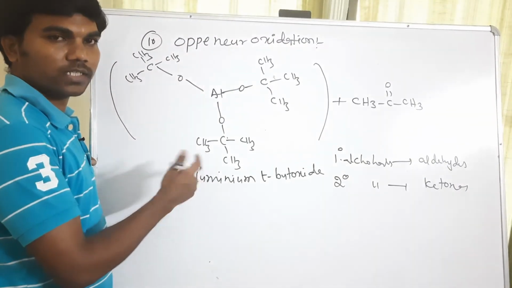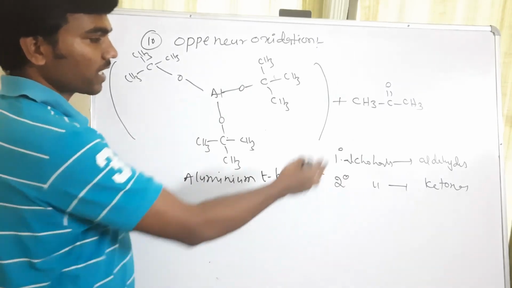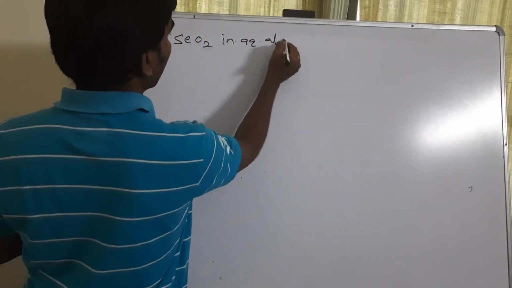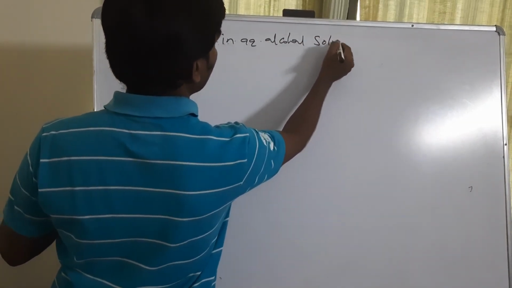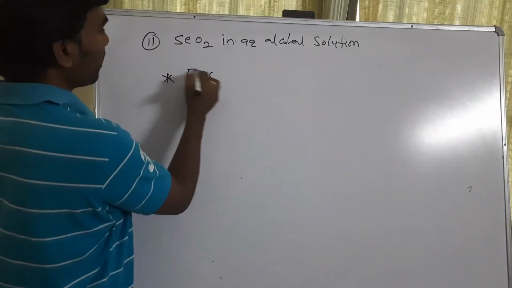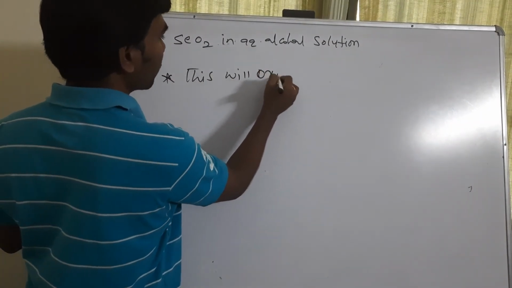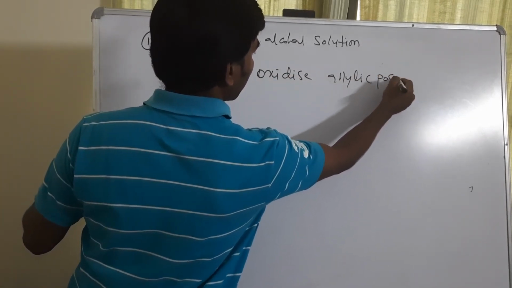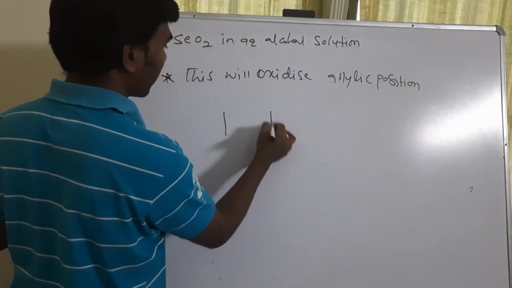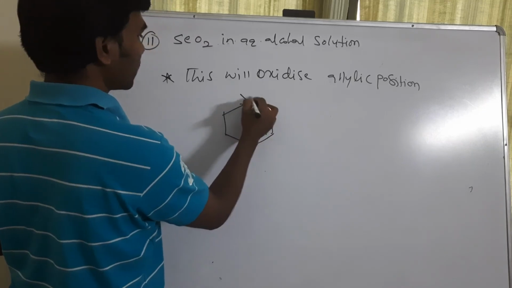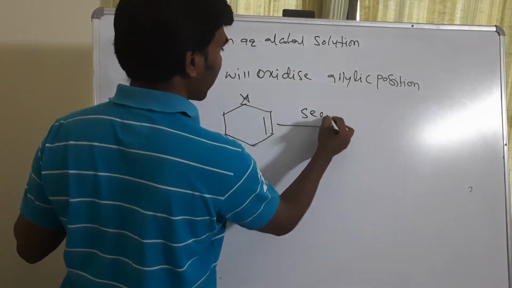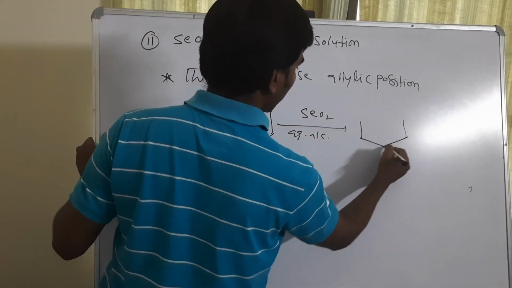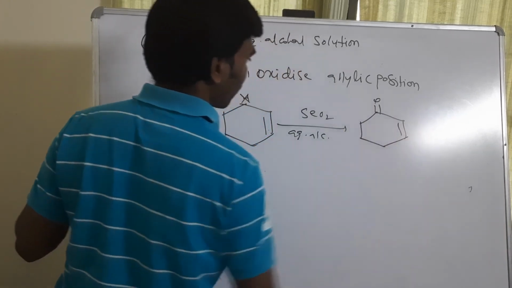This also does not oxidize double bond and triple bond. Selenium dioxide in aqueous alcohol solution will be very helpful. This will oxidize the allylic position only. If I am taking a compound like this, this is the allylic position. If I am taking selenium dioxide in presence of aqueous alcohol, it is going to form this type of compounds.